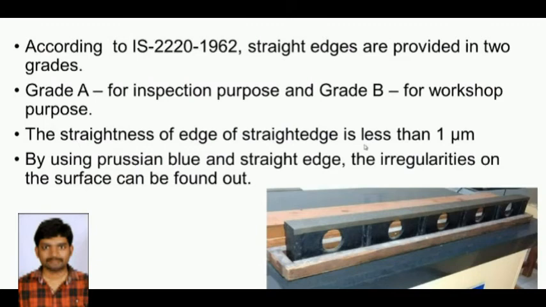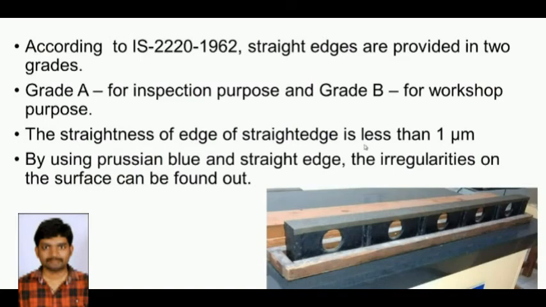By using Prussian blue and straight edge, the irregularities on the surface plate can be found, as I already explained. In this photograph, which shows an eye-shaped straight edge, this is a finished scraped surface. This surface is used for checking purpose, and different lengths are possible. To reduce the weight, the holes are made here, and you can also see some ribbing to increase the rigidity of the straight edges.